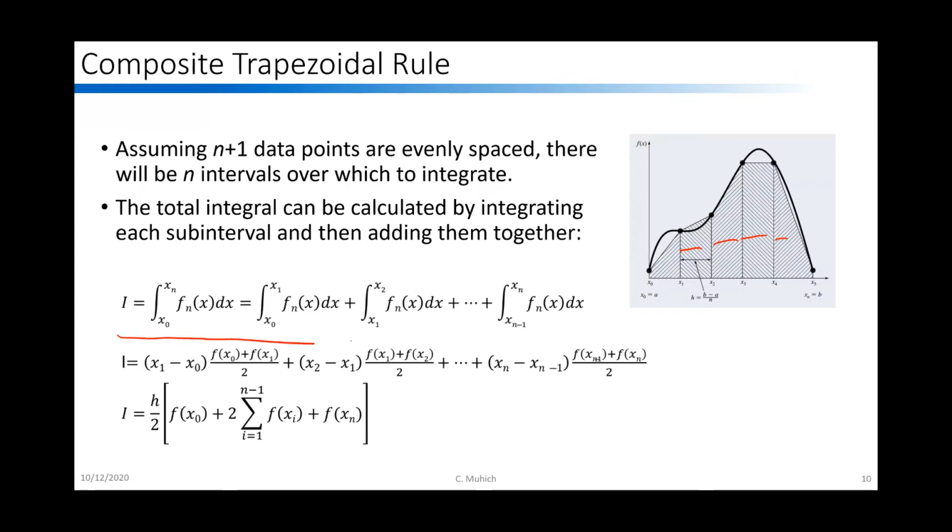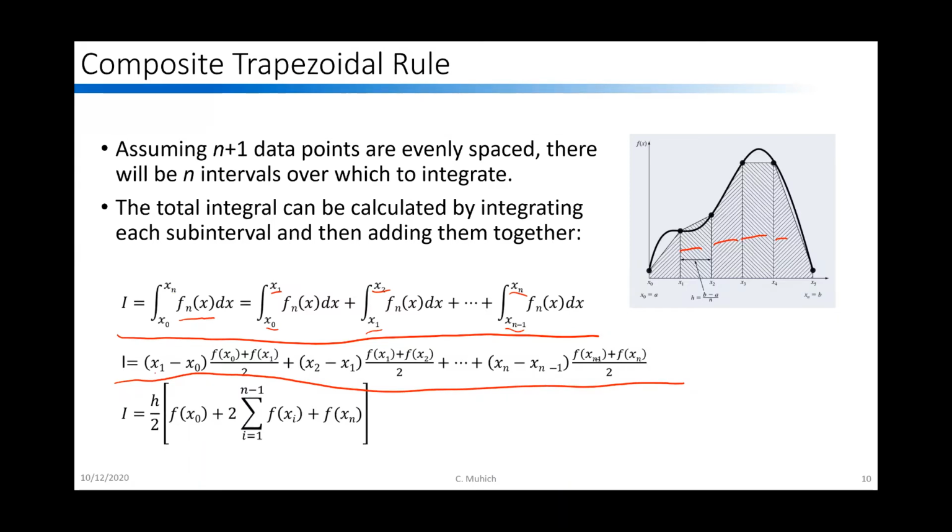Therefore, I can rewrite my integral equation from being I equals the integral from x0 to xn of my function fn of x dx. And I can split this up into each data piece. So I can go from x0 to x1, x1 to x2, up to xn minus 1 to xn. I can split this up into a whole bunch of pieces and then apply the trapezoid rule again and again and again. If I plug in my equation, I can get this formula.